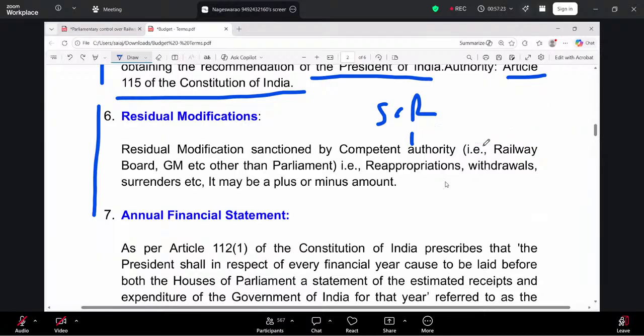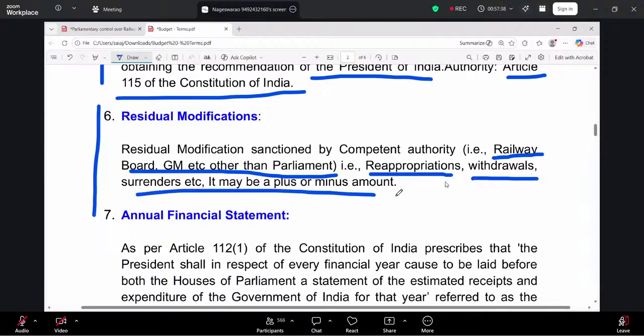Residual modification. So it is done by whom? The Railway Board or GM, other than Parliament. That is called reappropriation or withdrawal of fund, surrender of fund, additional fund. It may be plus or minus.